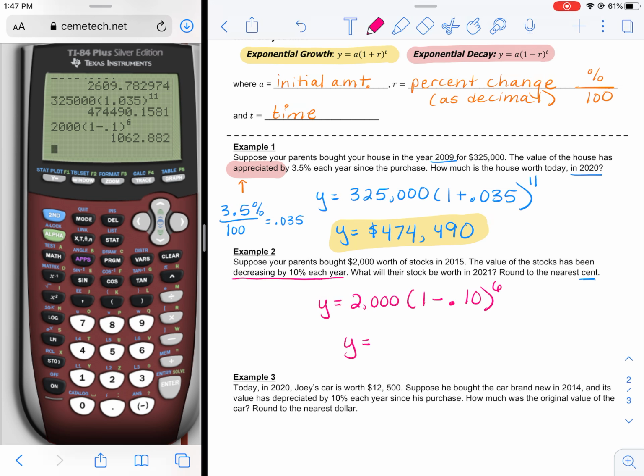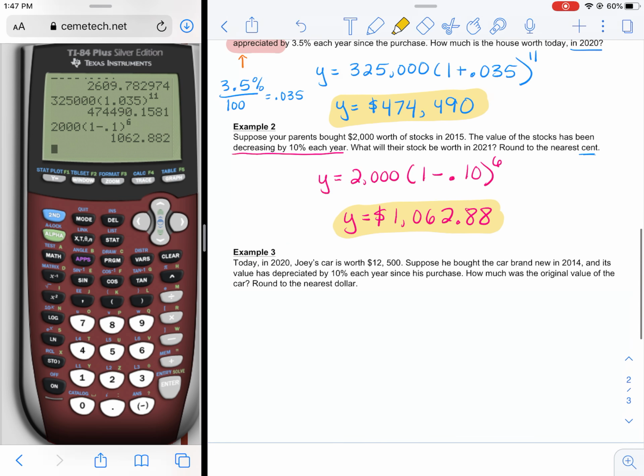So that $2,000 stock, it says to round to the nearest cent, so that means 2 decimal places. So $1,062.88. The nearest cent means 88 cents, so we have the tens and then the single digits. So 2 decimals anytime you want the nearest cent.